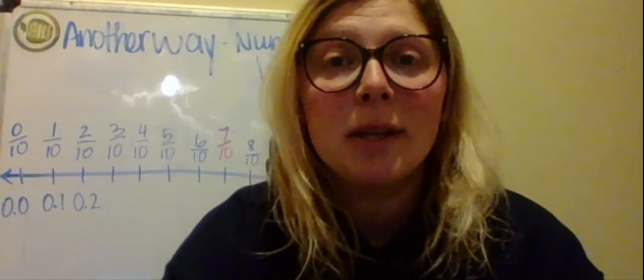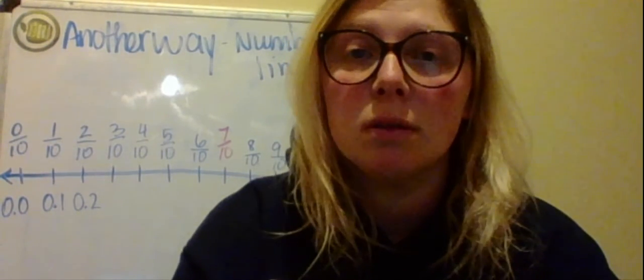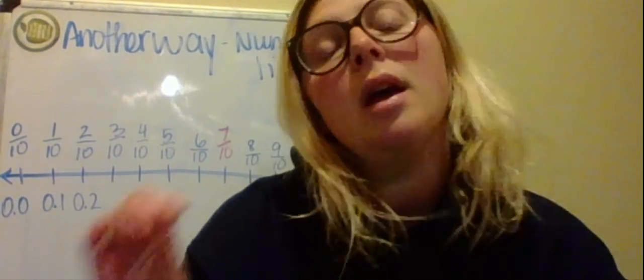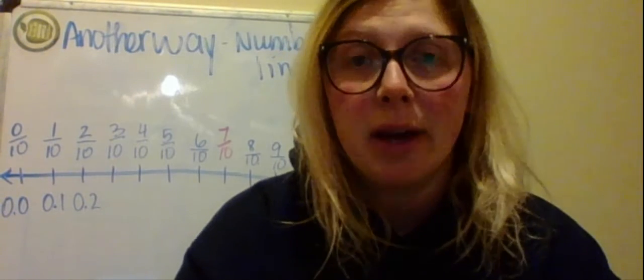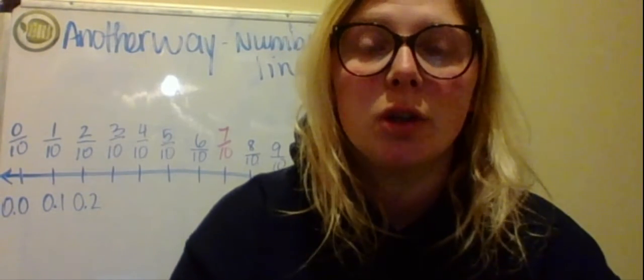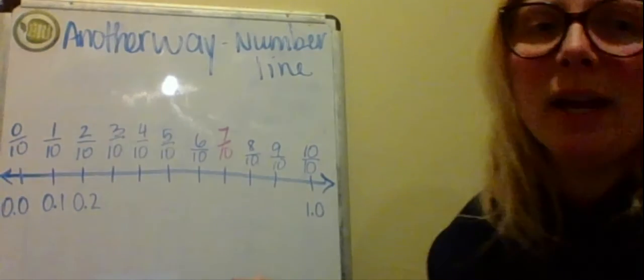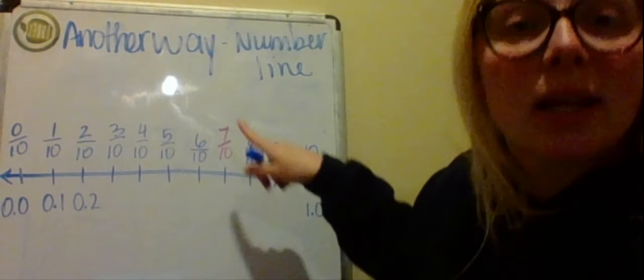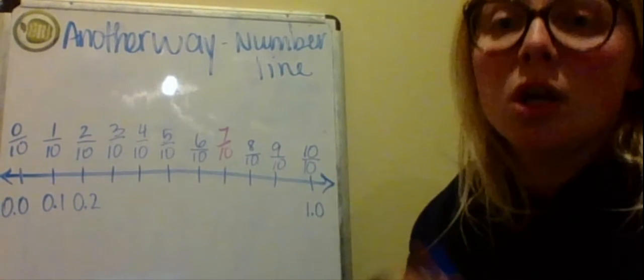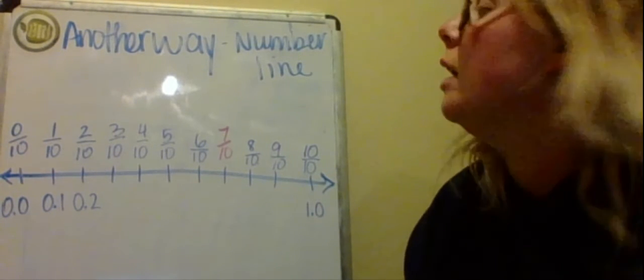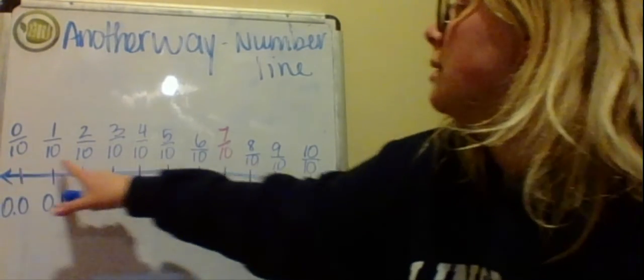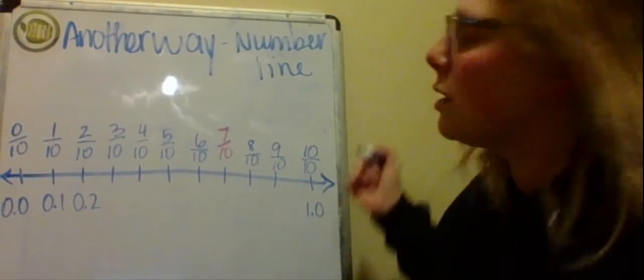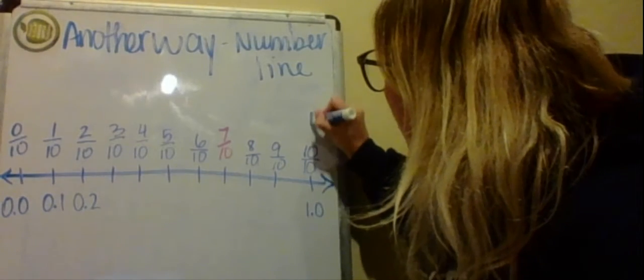Okay, now I'm going to show you another way. I just showed you how to use models and place value charts. Now I'm going to show you another way with a number line. So let's look over here. So here I have my number line. We've talked about number lines with fractions already, and I colored 7/10 a different color because that was how much Ty read of his book so far. So we have 0/10 all the way to 10/10, which is also the same as 1 whole, right?